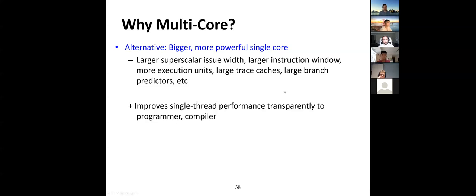Then what are the benefits of the alternative here? It improves single thread performance transparently to the programmer. This is a really big benefit, to be honest. Essentially you can keep speeding up this sequential bottleneck that otherwise doesn't speed up. And the programmer and compiler don't really need to do anything special about it. It just happens in the hardware. So it's a big benefit, okay?